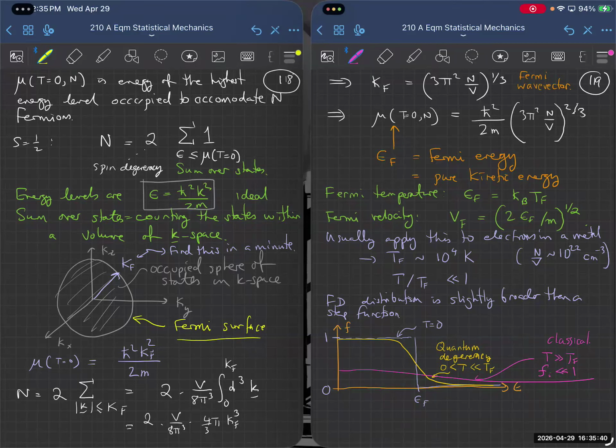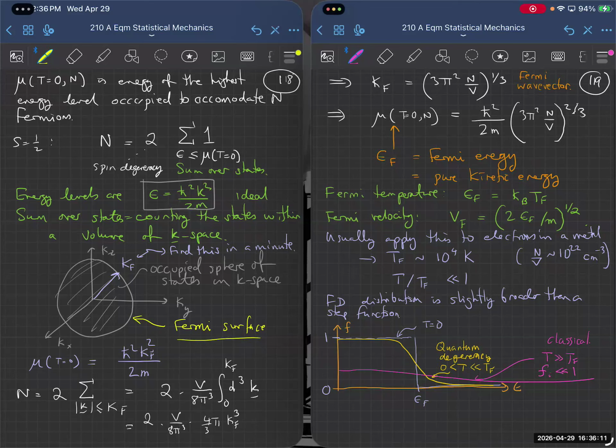Yes, K is discrete, and as we've talked about before, K goes as 2 pi over L times a set of integers, nx, ny, and nz. And then as we take L goes to infinity, so we make the system size bigger and bigger, the spacing between the energy levels, the spacing between the K values gets smaller and smaller. And so we can replace the sum over quantum numbers by an integral.